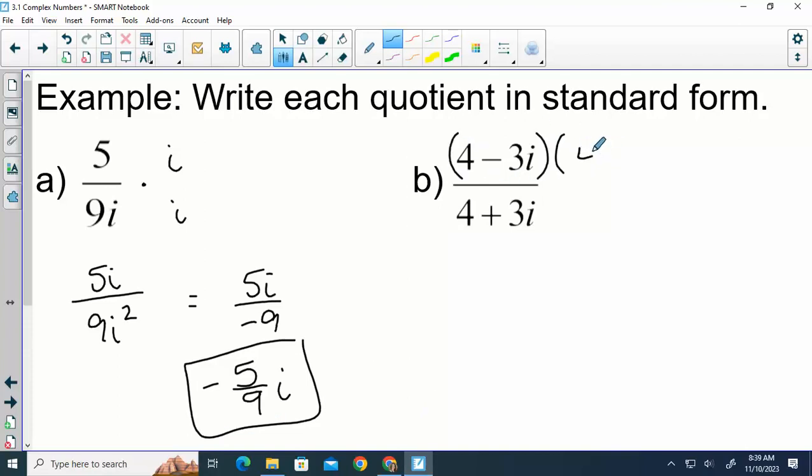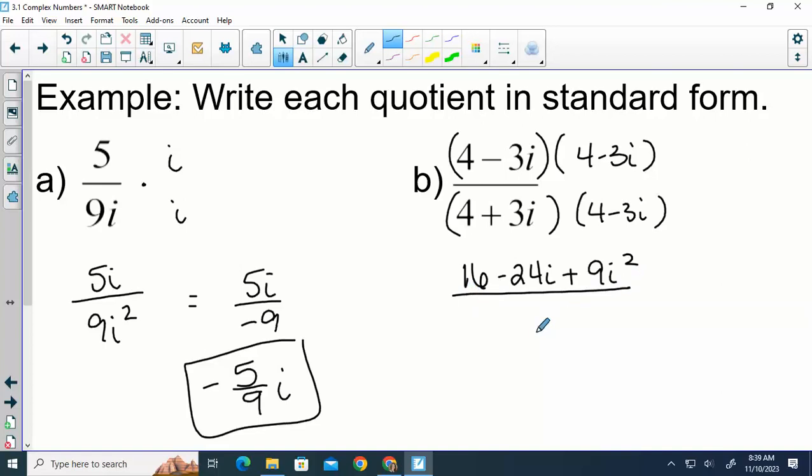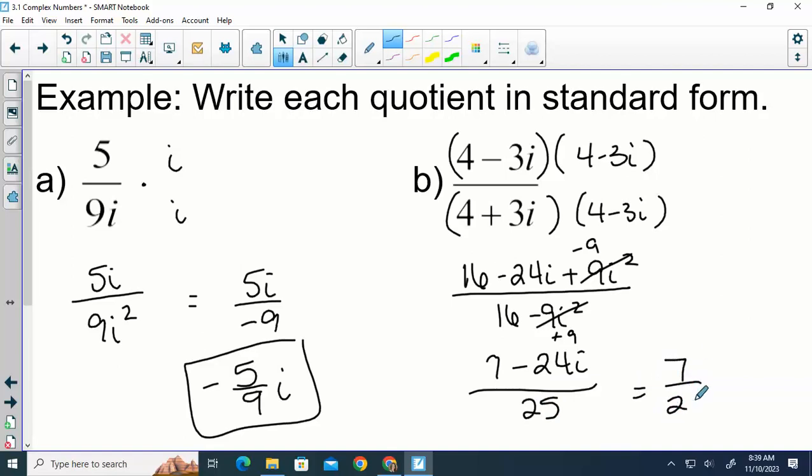This one, multiplied by the conjugate. So we're doing the conjugate of the denominator, so 4 minus 3i. If we FOIL, that gives us 16 minus 24i plus 9i squared. Bottom, we get 16 minus 9i squared. Okay, this would turn into a negative 9. So 16 minus 9 gives us 7 minus 24i. Negative 9i squared is positive 9, so 16 plus 9 is 25. So you separate it, so 7 over 25 minus 24 over 25 i.